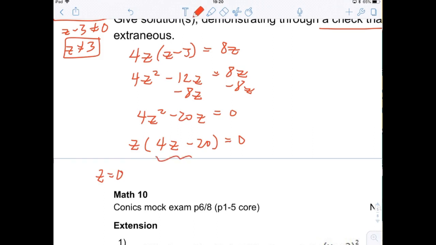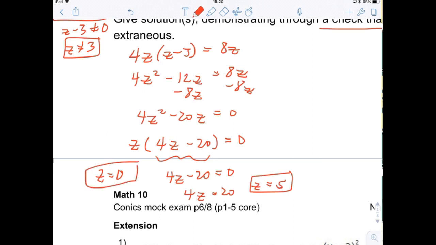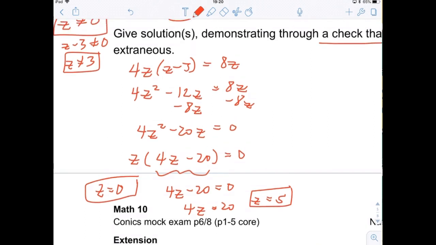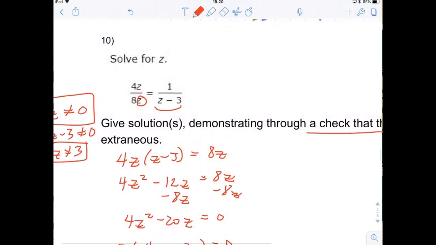The other possible solution is 4z minus 20 is 0. 4z minus 20 equals 0. So that means that 4z equals 20, which means that z equals, divide both sides by 4, 5. Okay? So that is the other possible value of z. So it could be 0 or z equals 5. And now what we're going to do is put 0 and 5 back in the original equation to see if it works.